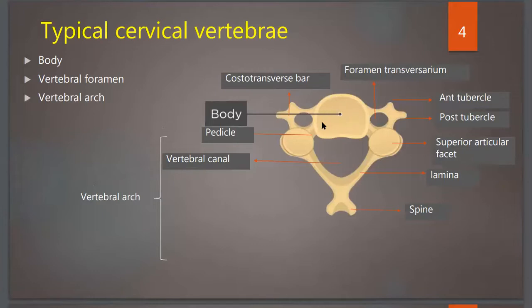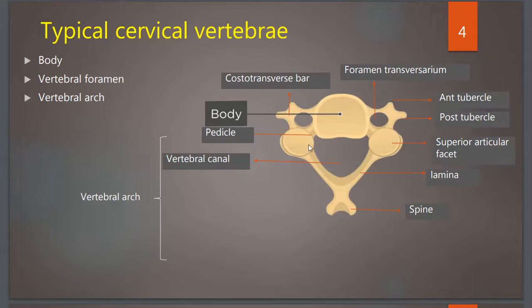This particular area is called the body, behind which you have a big opening, that is the vertebral foramen. This V-shaped area, this complete thing, along with the lamina and the pedicle and the posterior aspect of the body, together you call it the vertebral arch. So this is the right lamina, left lamina. Laminae fuse to form the spine. Usually the spine is bifid.